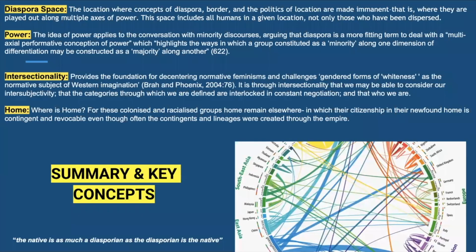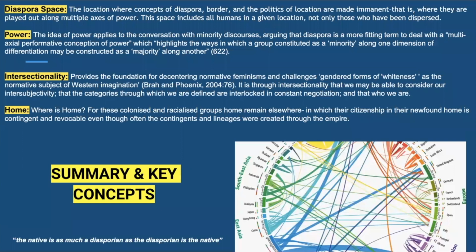These are the four main concepts that can be drawn from her work. The main idea is the concept of diaspora space, which refers to the location where concepts of diaspora, border, and the politics of location are imminent along multiple axes of power. For example, many of today's diasporas were made by the recent creation of empires like the British, Ottoman, and French Empire, etc. If we look at it through this lens, this means many of today's diasporas arise out of the subordination and colonization and expansion of empires. Therefore, it can be understood that diaspora is the ethno-political struggle and disposition which can be seen as a post-colonial phenomenon.